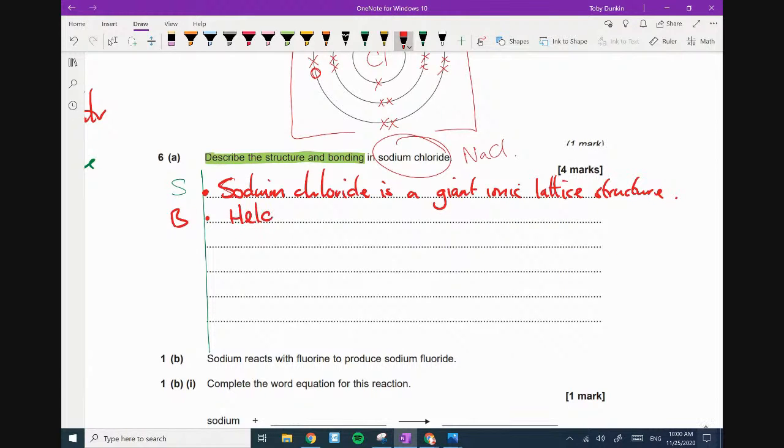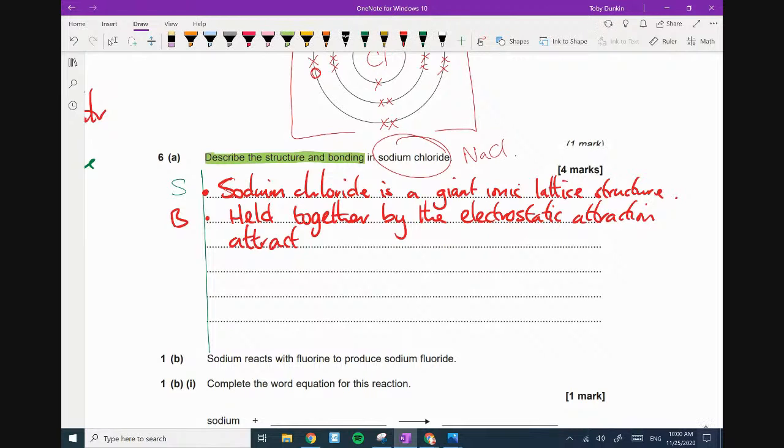Held together by the electrostatic attraction. That's why I wanted to not do the letters all in one go. Electrostatic attraction between Na plus ions and Cl minus ions.